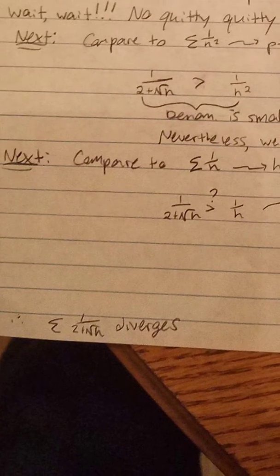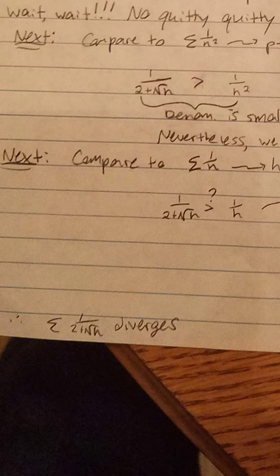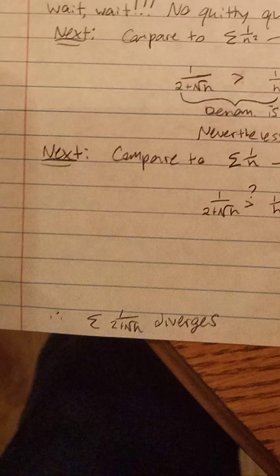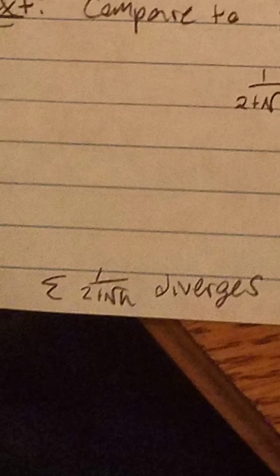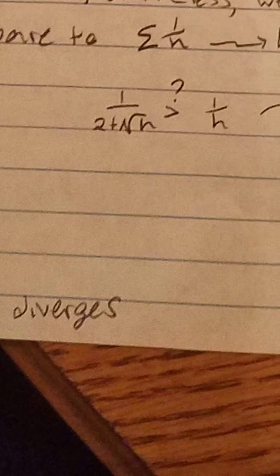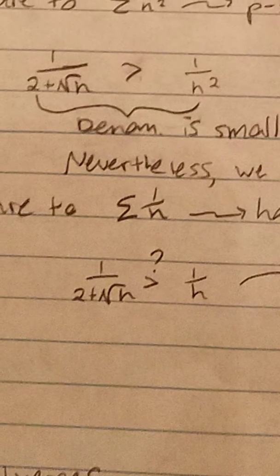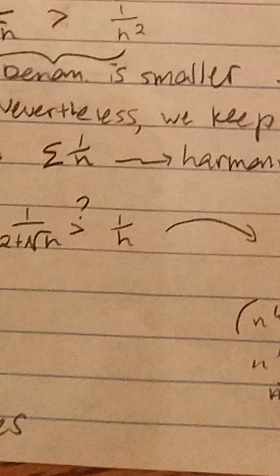So from there on, 1 over 2 plus square root of n is indeed larger than 1 over n. Therefore, finally to that answer, the summation of 1 over 2 plus square root of n diverges because 1 over 2 plus square root of n is greater than 1 over n, which we know diverges. For n equals 4, it is greater than 1 over n.